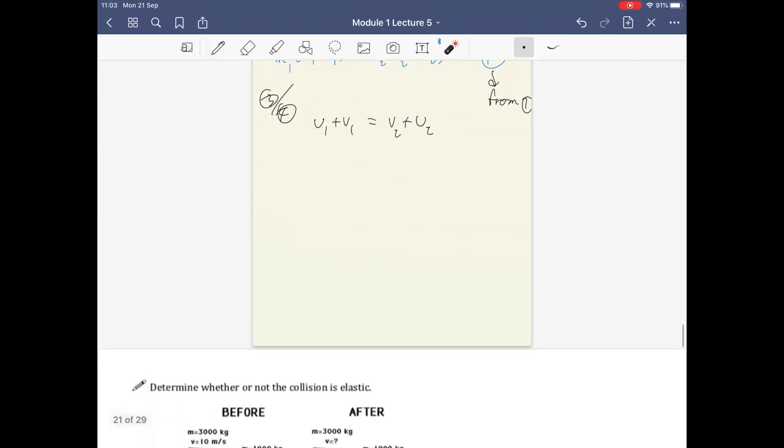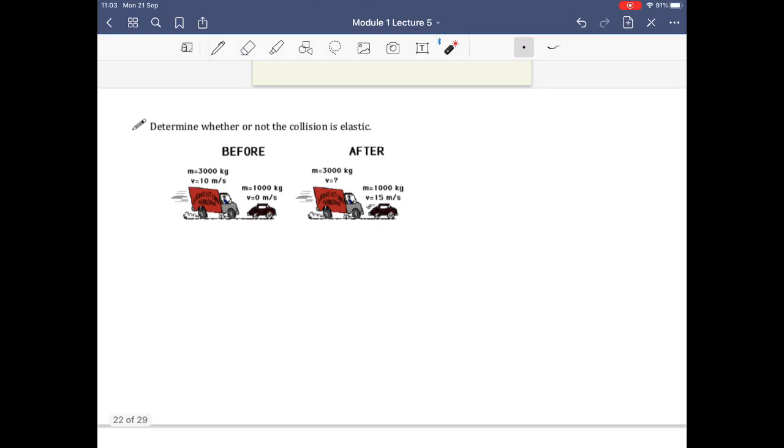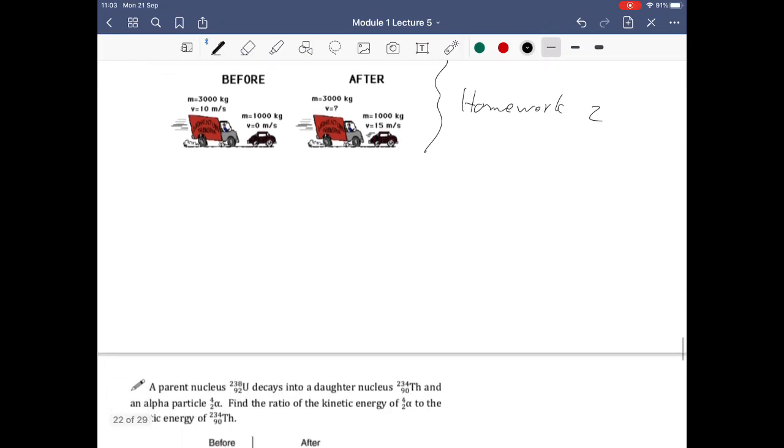Okay, again, I would like to emphasize that this relationship can only be applied to elastic collision, but not inelastic collision. Okay, now I give this to you as homework too, to determine whether this situation where you have a truck and a car colliding with each other is an elastic collision or inelastic collision. Okay, that is your homework too.